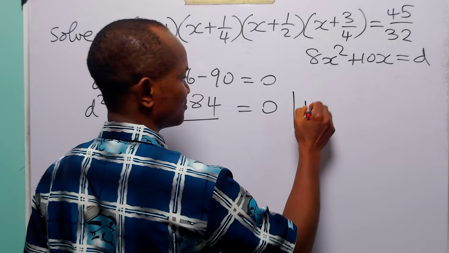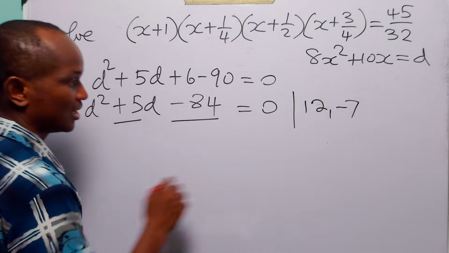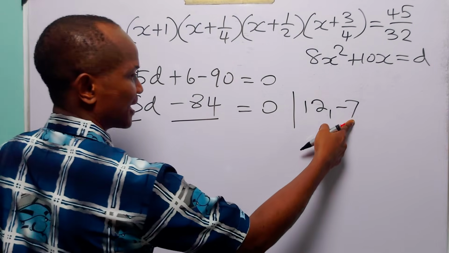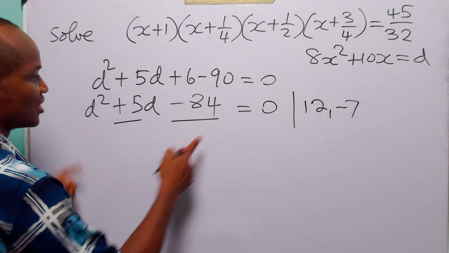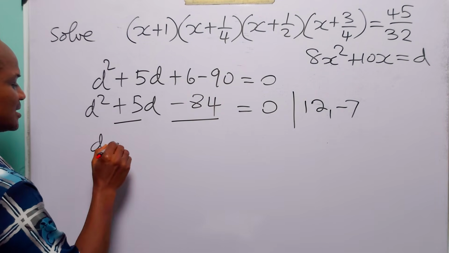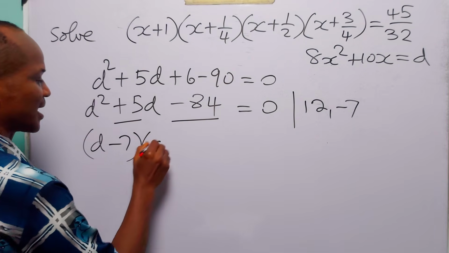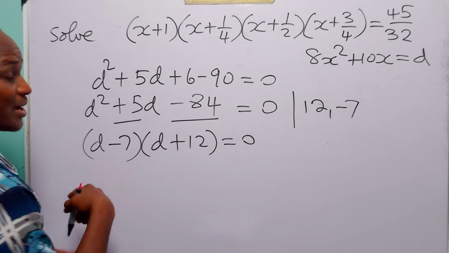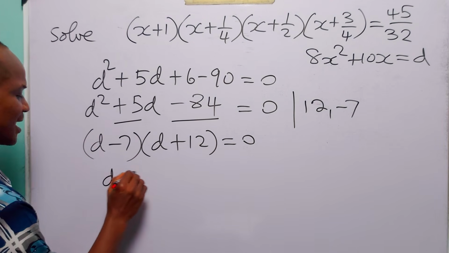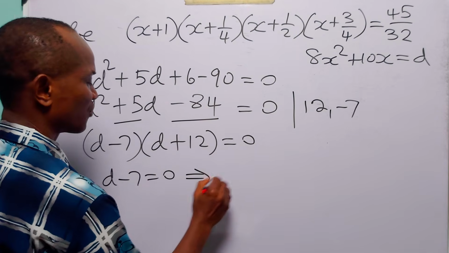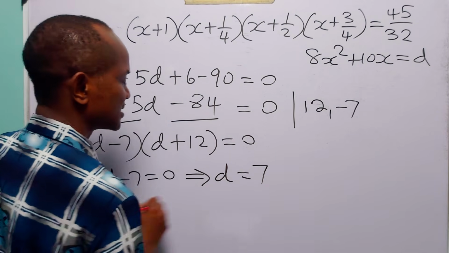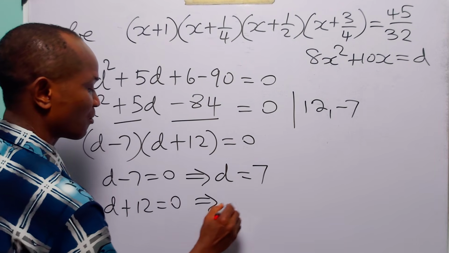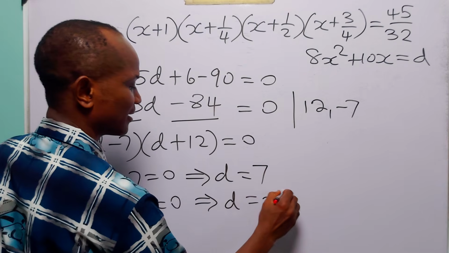And of course, those are going to be 12 and minus 7. Because 12 times minus 7 is going to give us minus 84, while 12 minus 7 is going to give us 5. So when we factorize the left-hand side, we have (d minus 7) multiplied by (d plus 12) is equal to 0. And of course, from here, it's very easy to see that either d minus 7 is equal to 0, from where d is equal to 7, or d plus 12 is equal to 0, from where d is equal to minus 12.